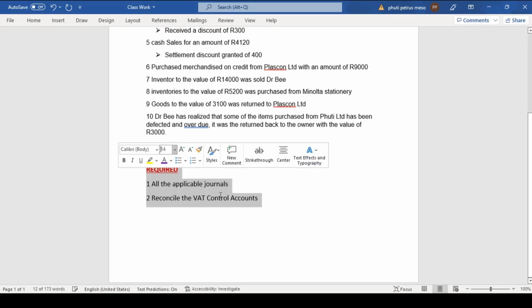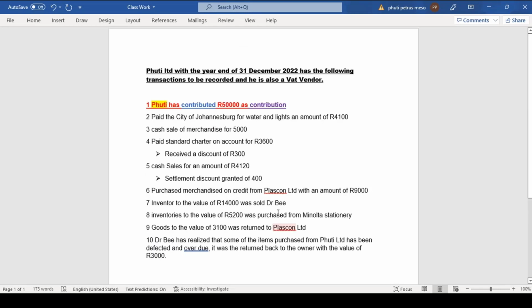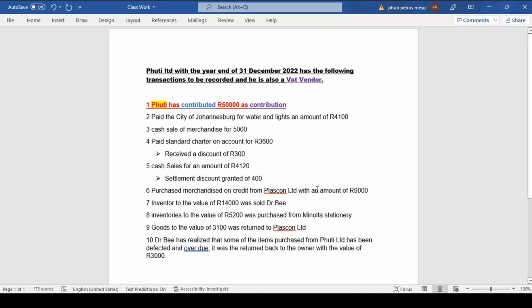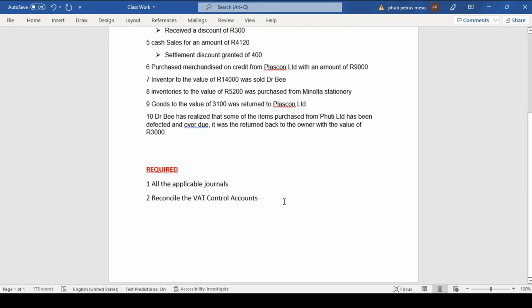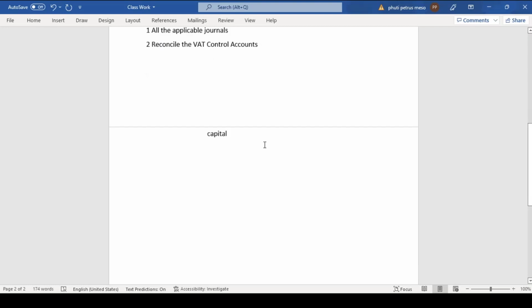All right, the question says all the applicable journals, and then you need to reconcile the VAT control account. The reason why you're reconciling the VAT control account is because this person is a VAT vendor. It's come up here. Definitely, you are charging your clients VAT because you are a VAT vendor. So this contribution is going towards the Putty Limited business. If we were to do, let's say, capital as a contribution of this, I'm not going to show the T accounts there.